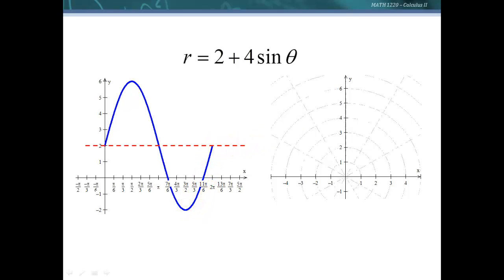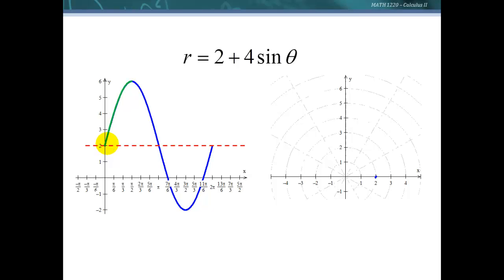So what we're going to do is use the key points of this rectangular coordinate system graph to get the key points of the polar system graph. So first of all, at 0 we should be at 2. At 0 we're going to put on 2. And then what happens here?